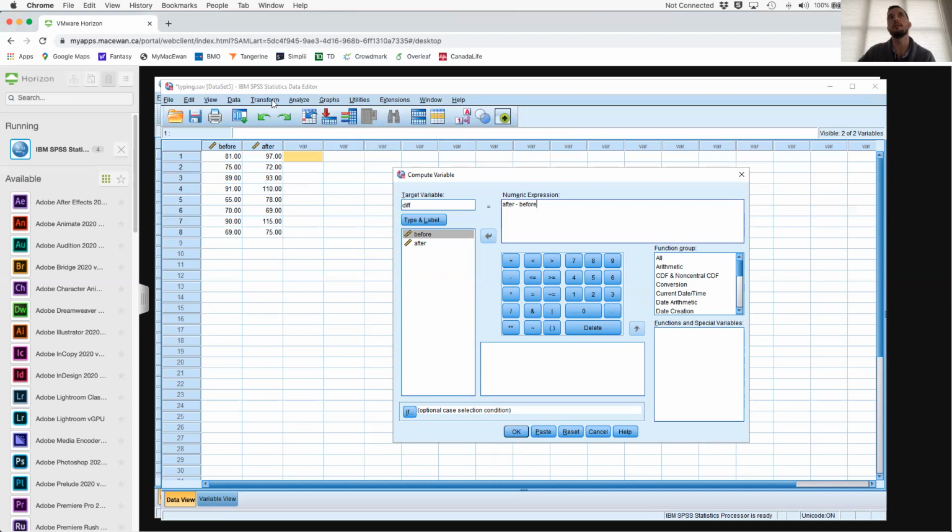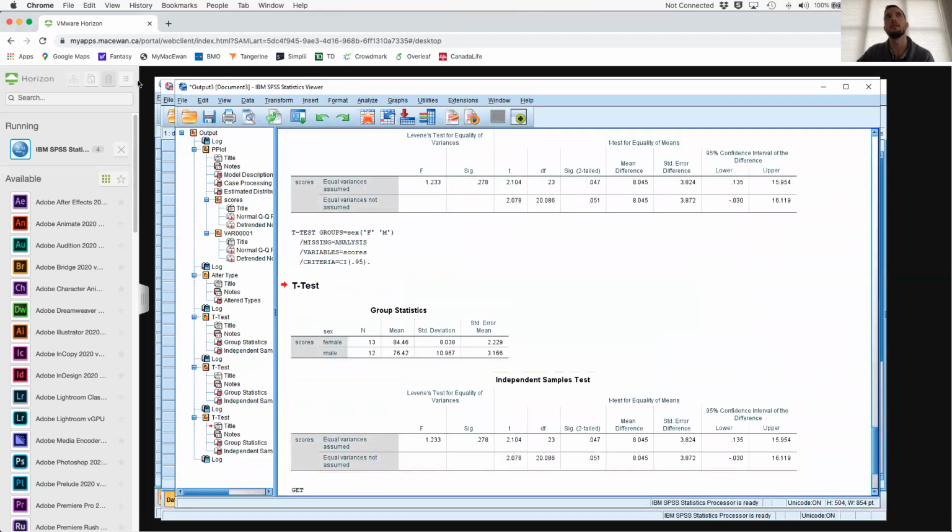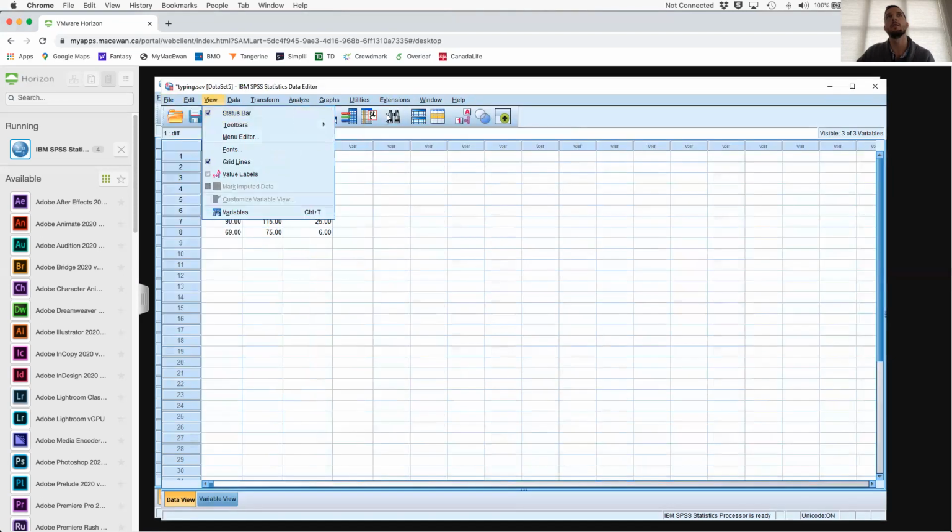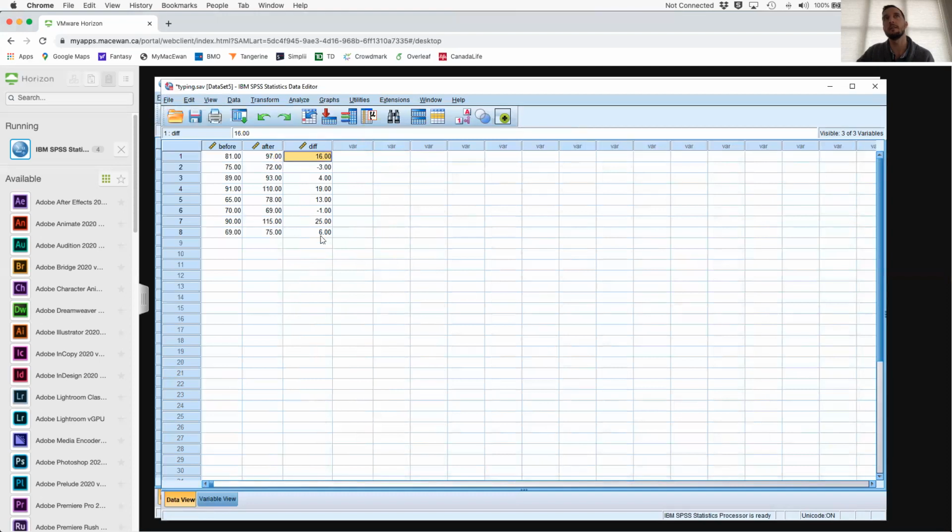Okay, so again, we go transform, compute variable. The target variable is our name for the differences. And then we select the order in which we want to upload those values. So after, and then we click minus, and then we upload before. Click OK. And then you can see that what SPSS does is it places the differences into a new column.